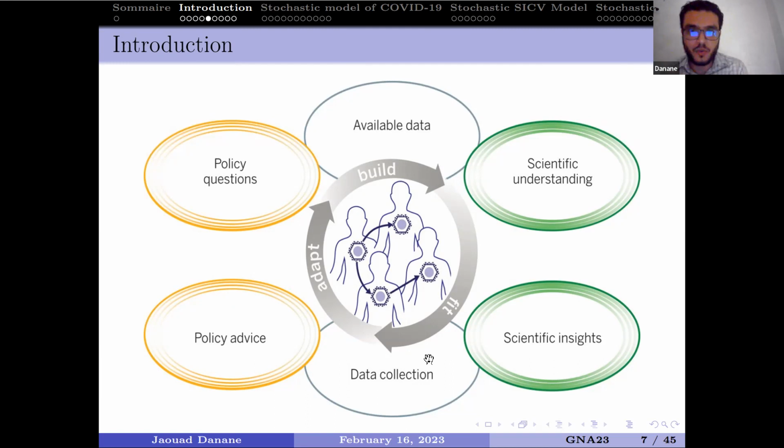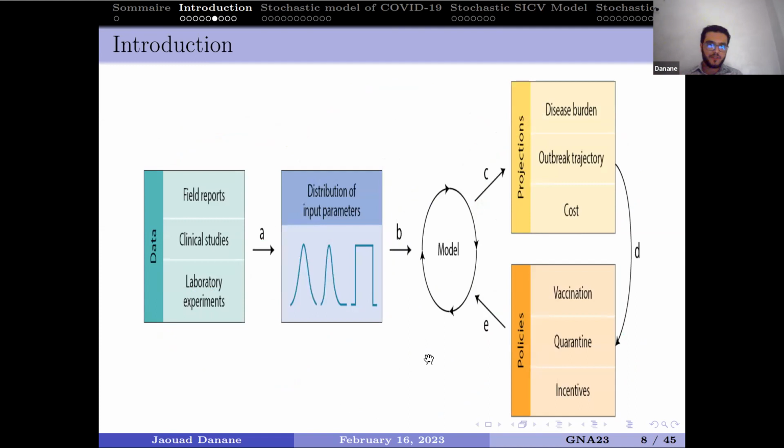In this process, we can use mathematical modeling of the infectious disease. But if we have a report, we have data, how can we use this data? The basic data we can find in the field reports, the clinical study, or the laboratory experiment. After this step, we can research the distribution of the input parameters.